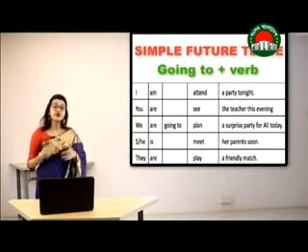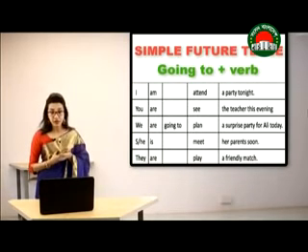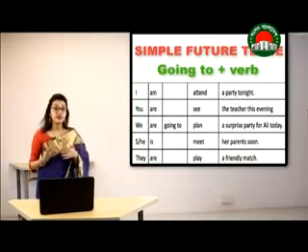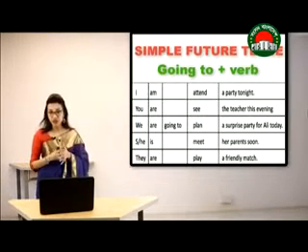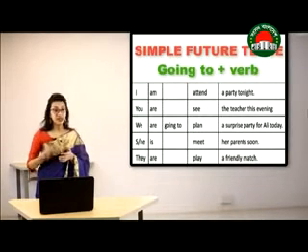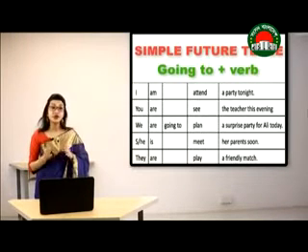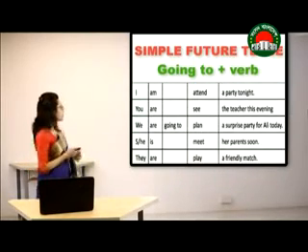Now we all know where we use am. When the subject is first person singular, for example I, then we use am. If the subject is first person plural, we use are. In case of second person you, we always use are. And in case of third person singular, for example he, she or it, we use is. And in case of third person plural as in they, we use are.